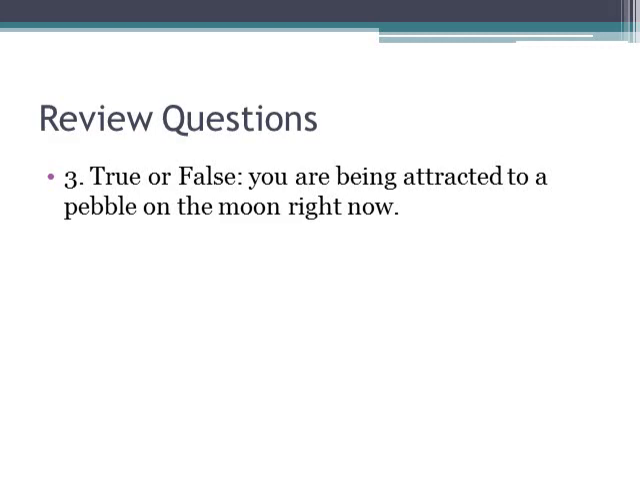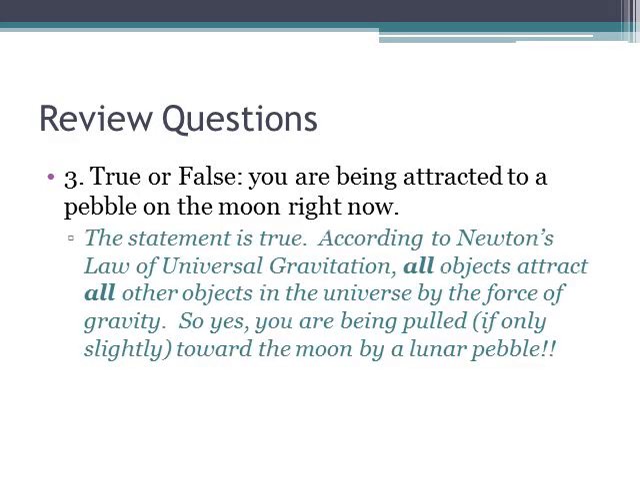This statement is in fact true. According to Newton's law of universal gravitation, all objects, that would include you, you're an object, attract all other objects in the universe. This pebble that's on the moon's surface is also in this universe. And we're attracted by the force of gravity. So yes, you are currently being pulled, if only slightly, toward the moon by a lunar pebble. Pretty crazy to think, but according to Newton's law of universal gravitation, that is absolutely the case.